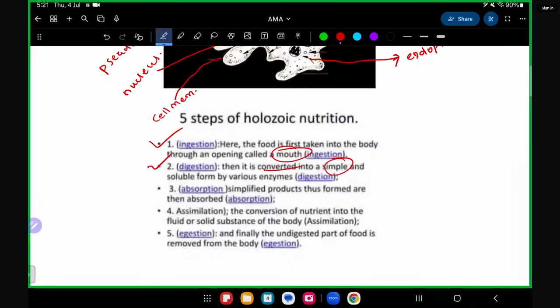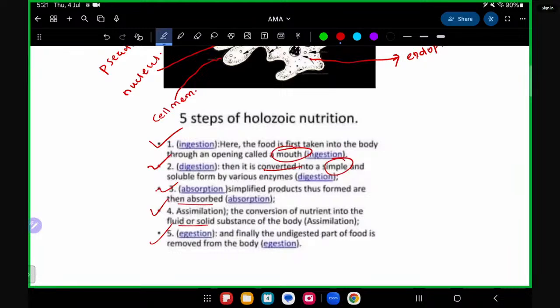Next, the third process is absorption. Absorption means the simplified products that are formed are being absorbed. Fourth step is assimilation. That means the conversion of nutrients into fluid or solid substance of the body. And the last step is egestion, that is excretion, where the undigested part of the food is removed from our body. We have 5 steps in holozoic nutrition.